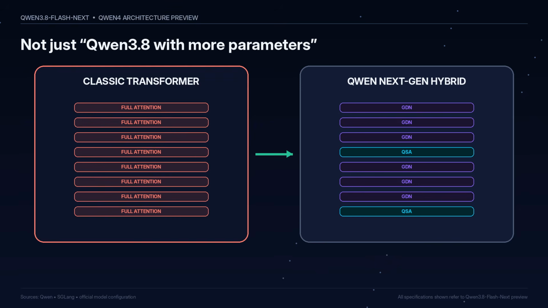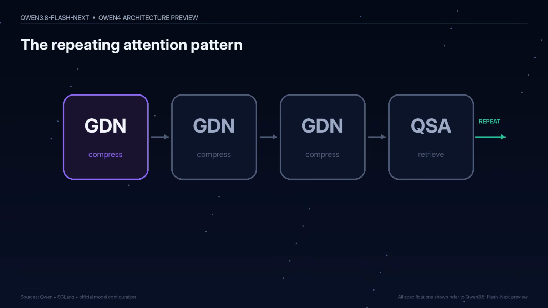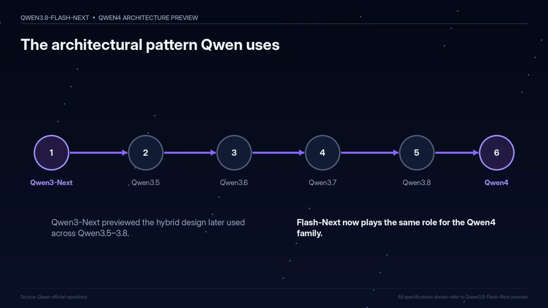First, this is not just Qwen3.8 with more parameters. The previous Qwen generations already moved away from the classic transformer architecture. Qwen3 Next introduced a hybrid design where most layers used gated DeltaNet, while occasional layers still used normal global attention. That architecture eventually became the foundation for Qwen3.5, Qwen3.6, Qwen3.7 and Qwen3.8.